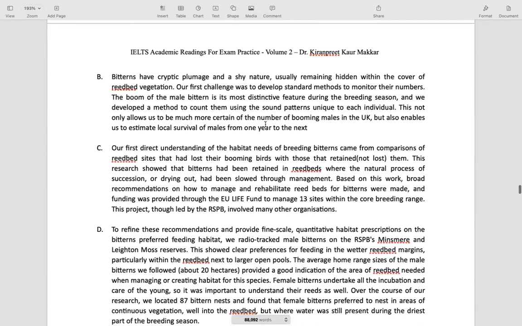Based on this work, broad recommendations on how to manage and rehabilitate reed beds for bitterns were made, and funding was provided through the EU Life Fund to manage 13 sites within the core breeding range.